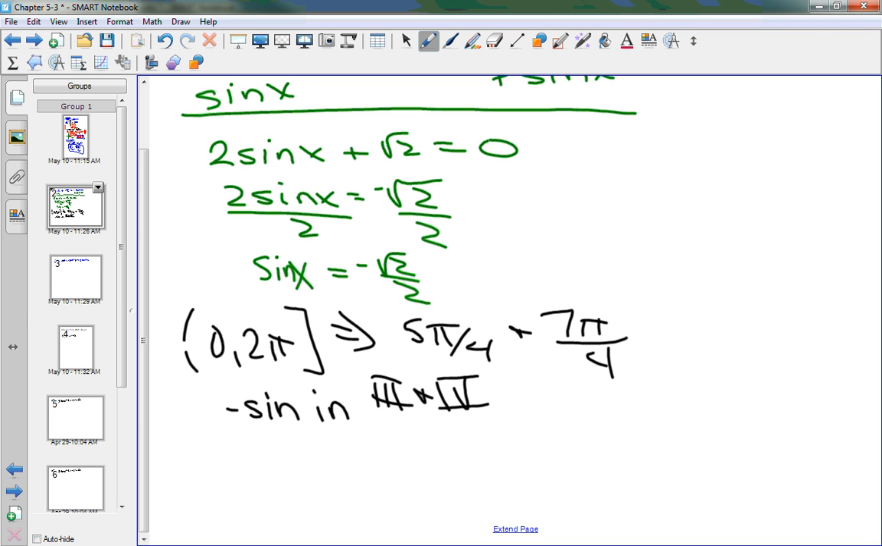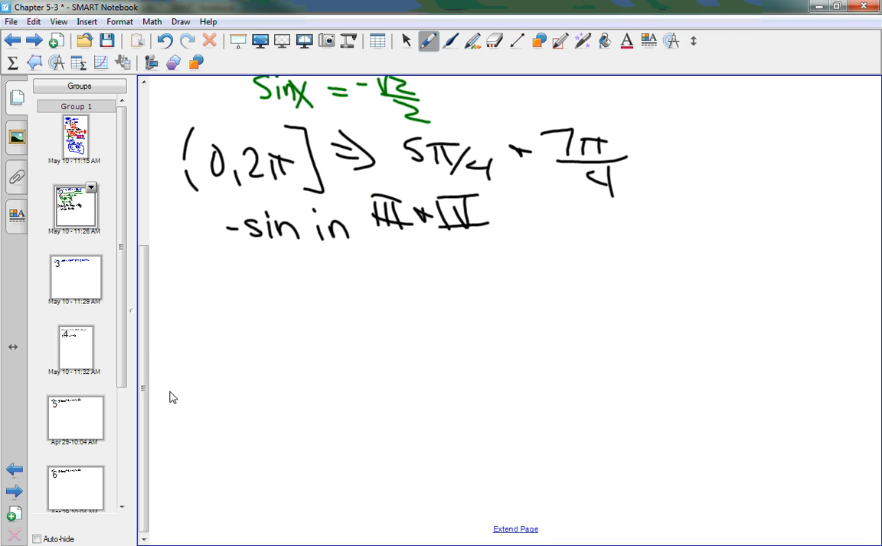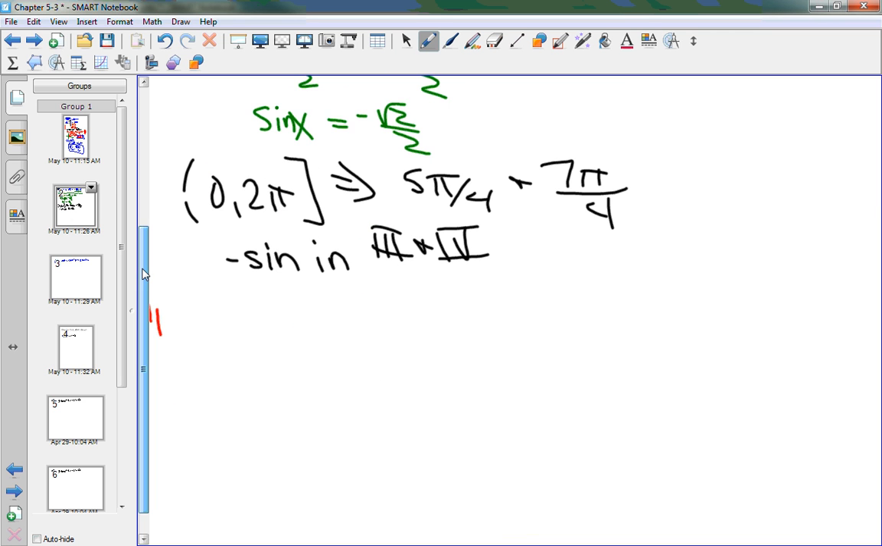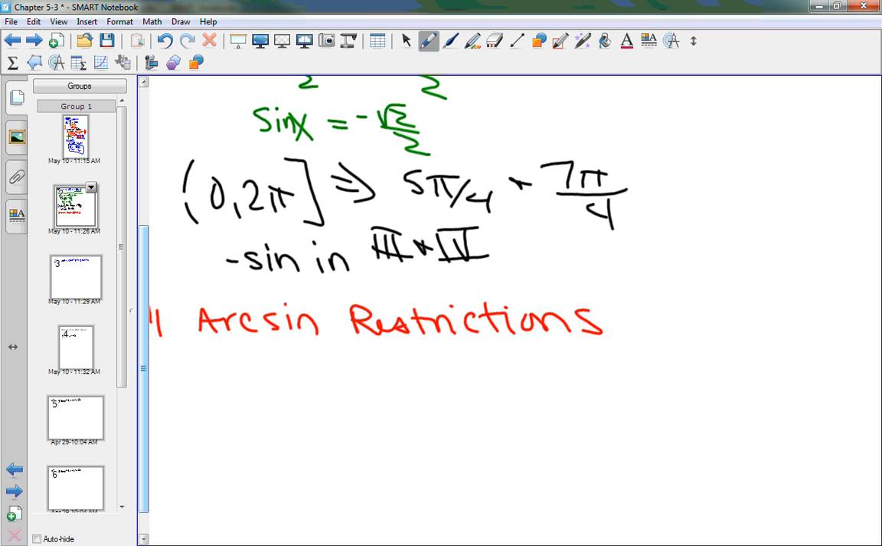Now my question is if they didn't ask for all the angles from 0 to 2 pi, and instead they asked you to use the arc sine restrictions, would both of these angles work? Would 5 pi over 4 and 7 pi over 4 work? Well, what's the domain restriction? It has to be between negative 1 to 1. Is negative square root of 2 over 2 between negative 1 and 1? Sure it is. Okay, but what's the range restriction?